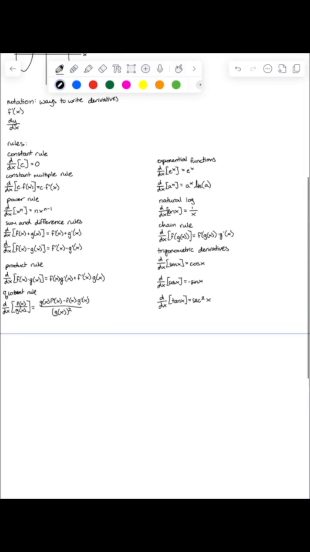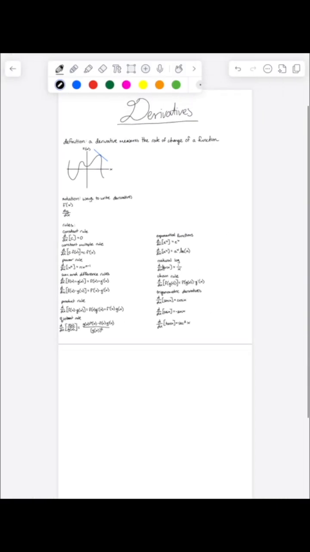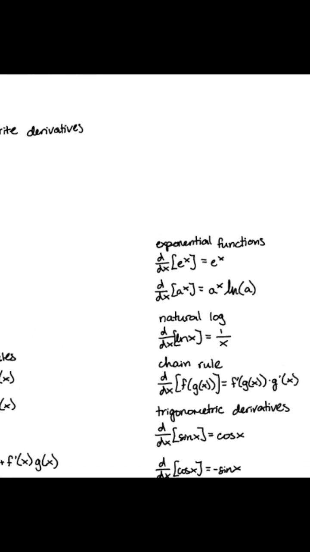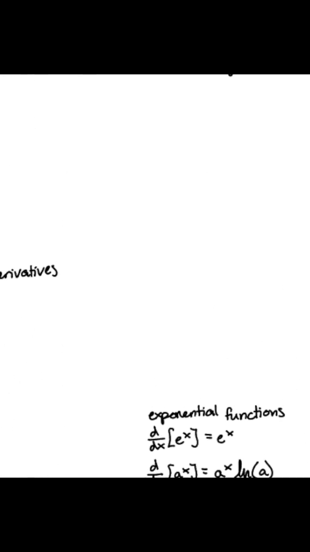Overall, these rules let us compute derivatives quickly without going back to the definition each time, and they come up very frequently in calculus, so it is best to memorize these. But overall, I hope this video was helpful in helping you understand derivatives a little better.